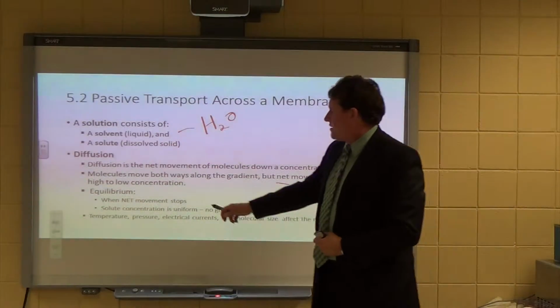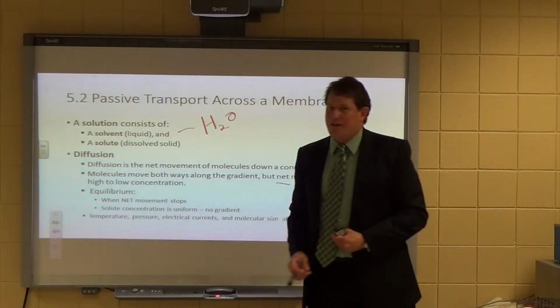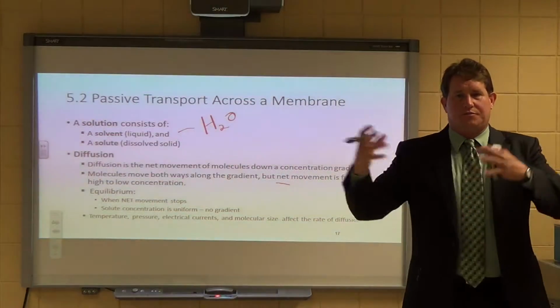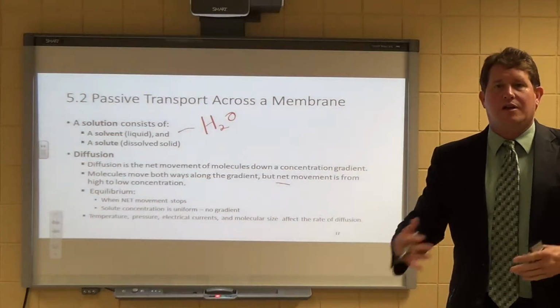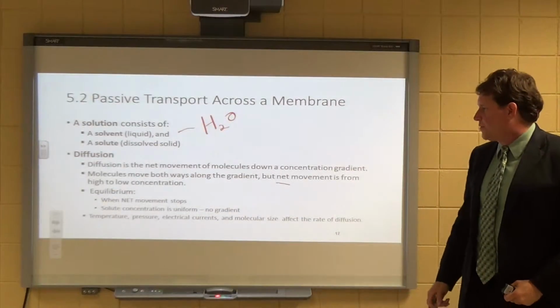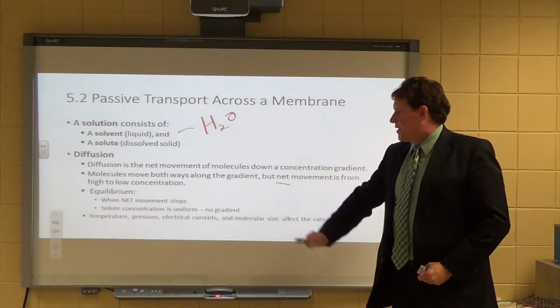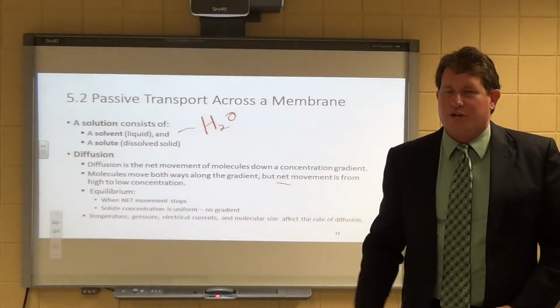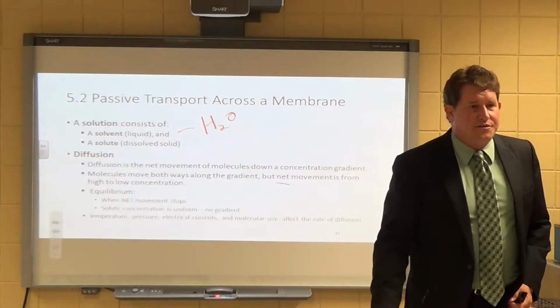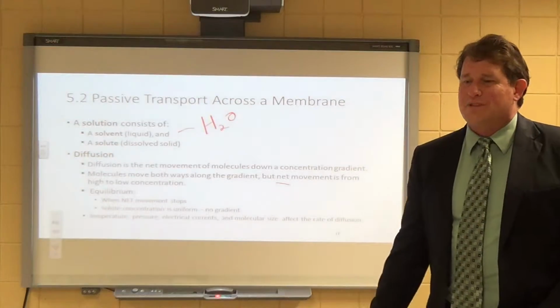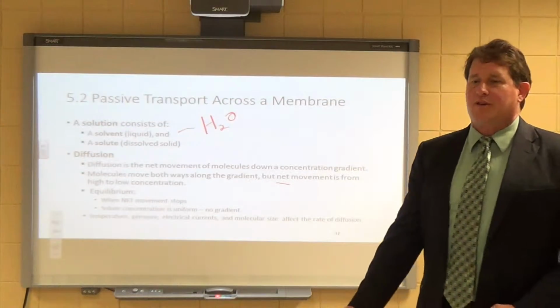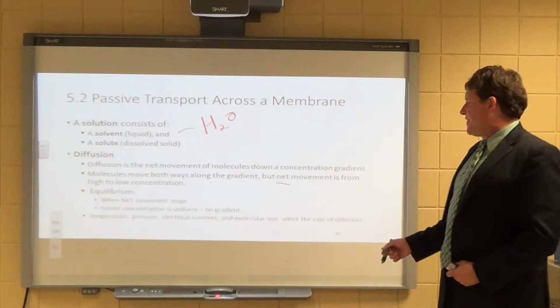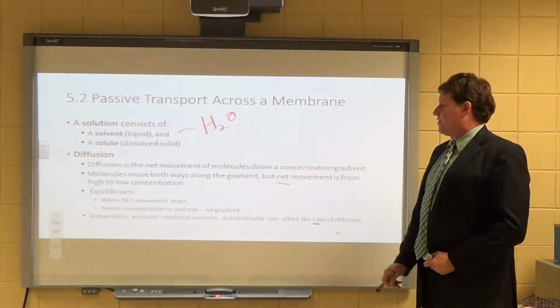Once it reaches this state, it's in equilibrium, when that net movement stops. So the particles are spread out evenly, it stops, and now it's in equilibrium, with no gradient. Things that can affect the gradient: temperature, pressure, currents, the size of the molecule that's diffusing, all these things affect the rate of diffusion.